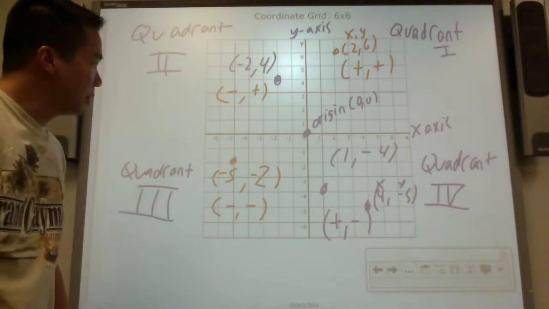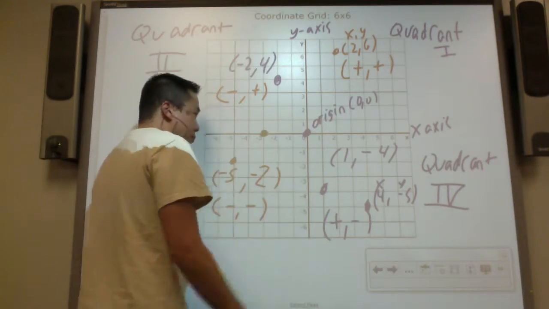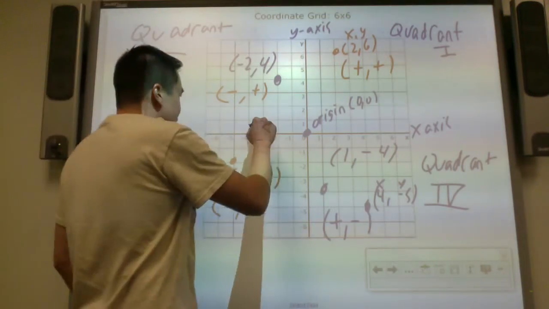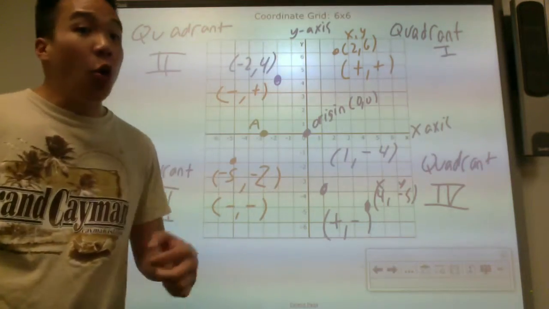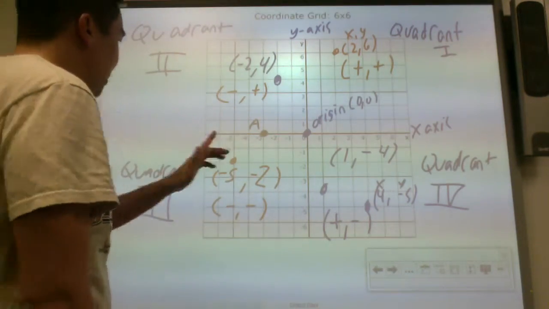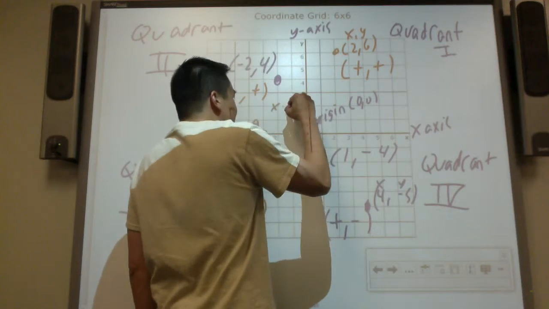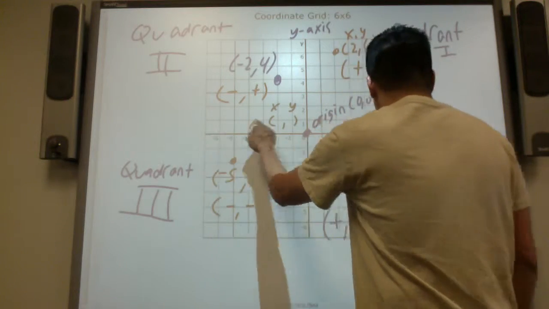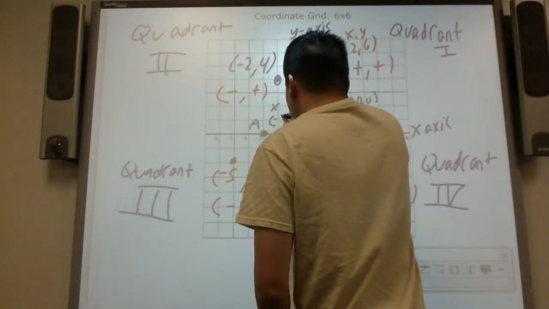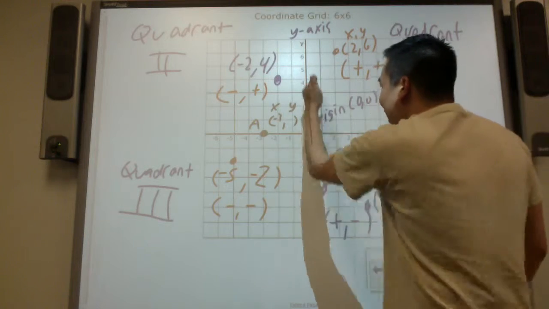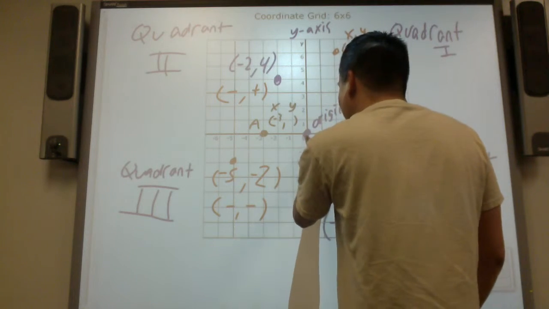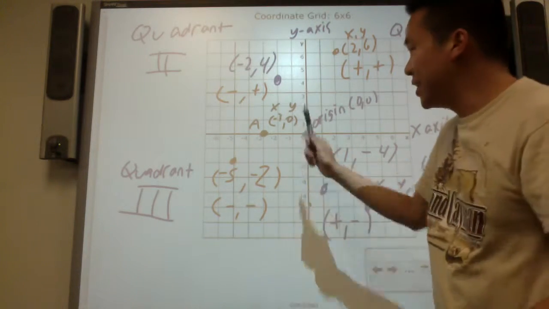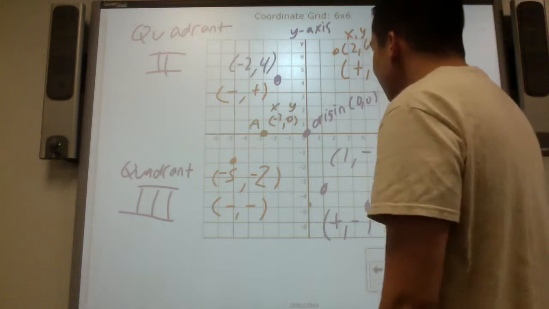Here's a tricky one. I graphed this one. What quadrant is this one? First of all, this is a point. Let's say this is point A. Can you tell me the ordered pair? All right, let's see. I know it's x, y. In the x-axis, it is -3. In the y-axis, it would be 0. So -3, 0. So which quadrant does -3, 0 go to?